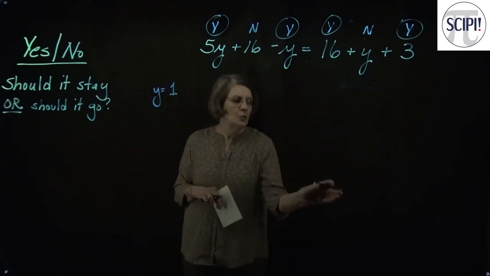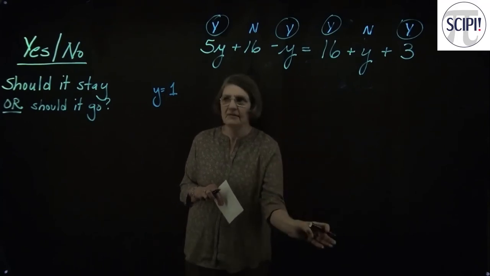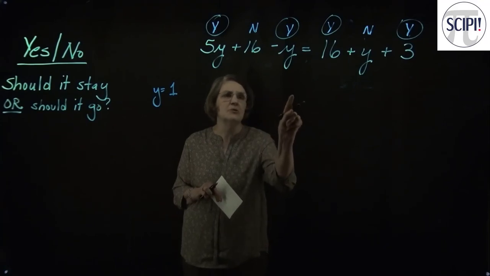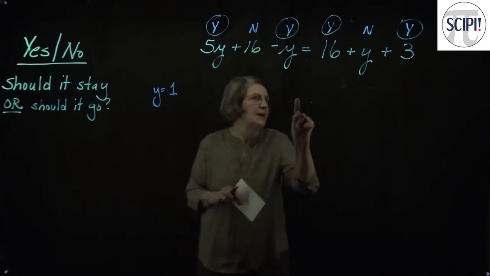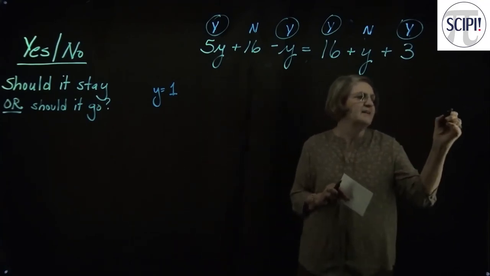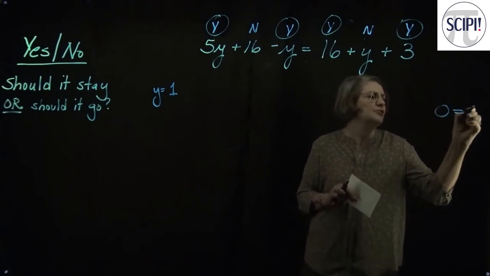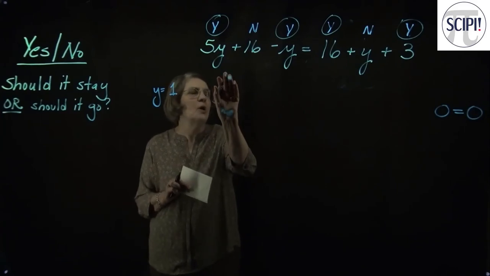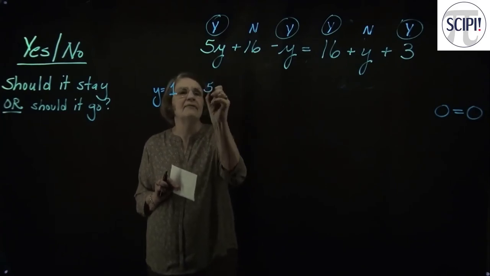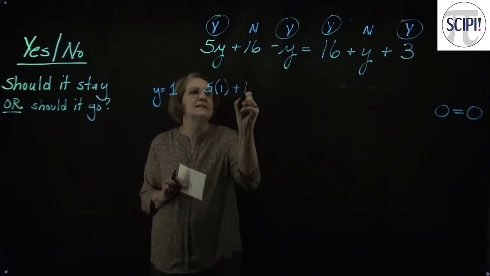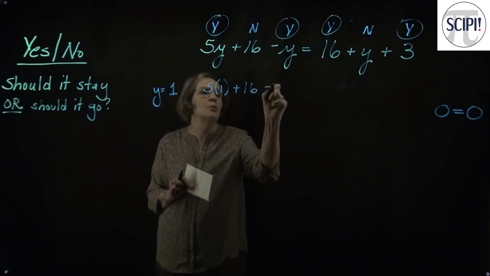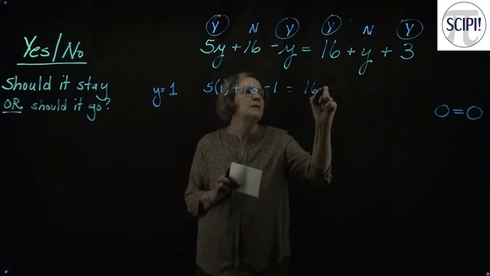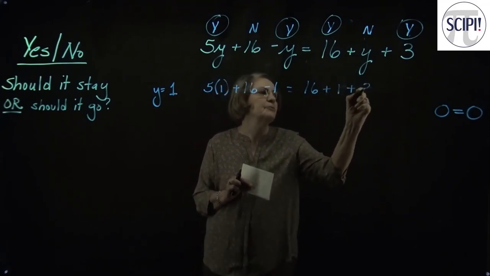So that's what we're going to do. All right, so we took this and solved it, and we found out that y was equal to 1. And I'm going to say, I want you to prove this equation. In other words, when I'm done, I should get what I call the reflexive axiom. This side should be the same as that side. So let's plug in, wherever we see a y, a 1. So we have 5 times 1 plus 16 minus 1 equals 16 plus 1 plus 3.